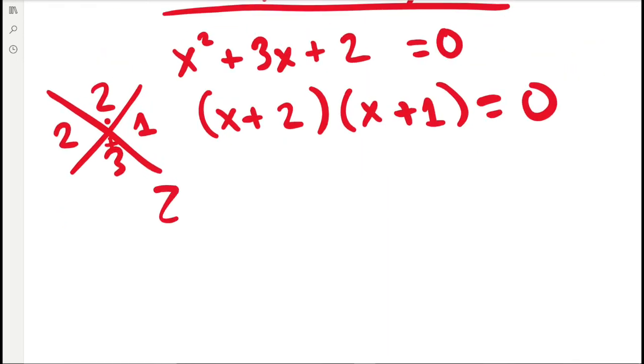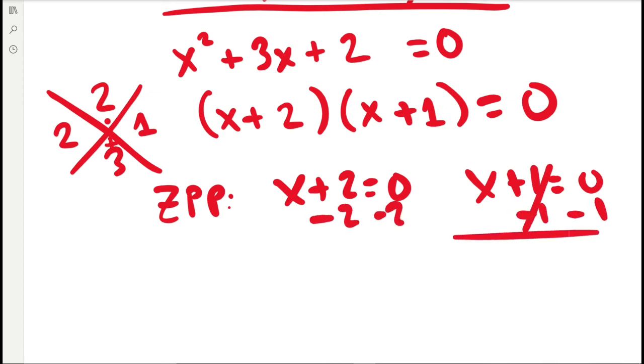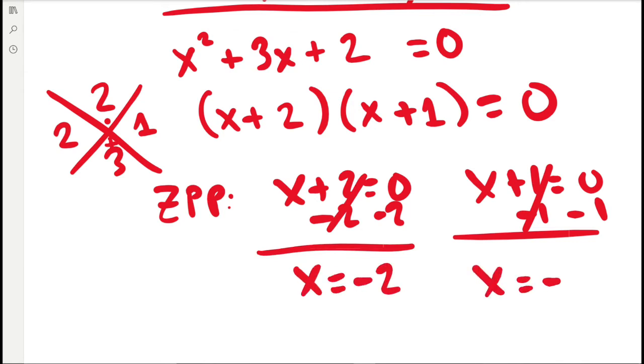Then I use the zero product property. x plus 2 equals 0. x plus 1 equals 0. Subtract 2 on both sides. Subtract 1 on both sides for the other equation. x equals -2. x equals -1.